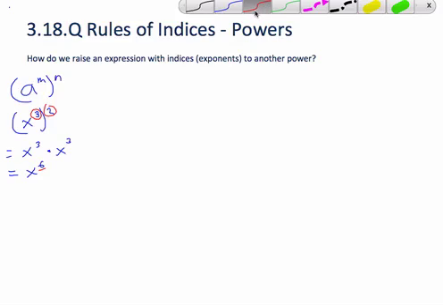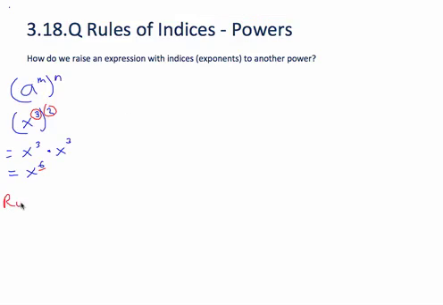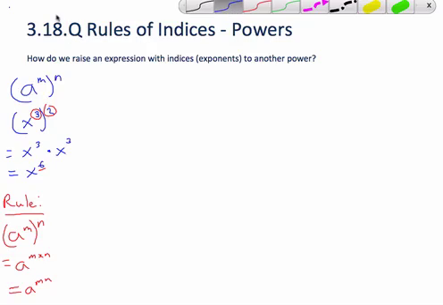Okay, so our rule, I'm going to write that rule down in red here. Our rule is, any number to the power of a certain number, whether with an exponent, to the power of another exponent, you have to multiply the exponents together. So a to the power of m to the power of n is a to the power of m times n, or just a to the power of mn. Okay, so that's a rule there.